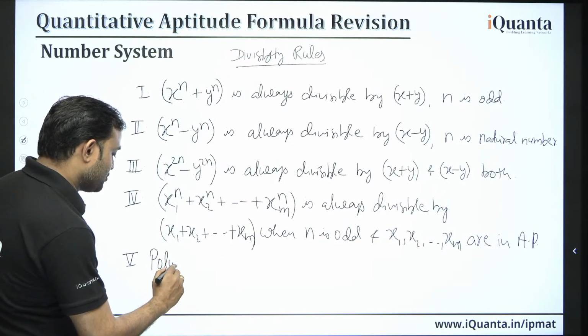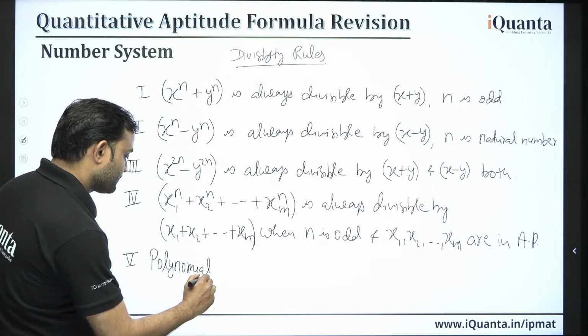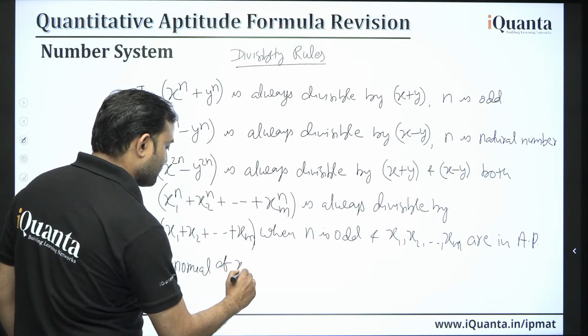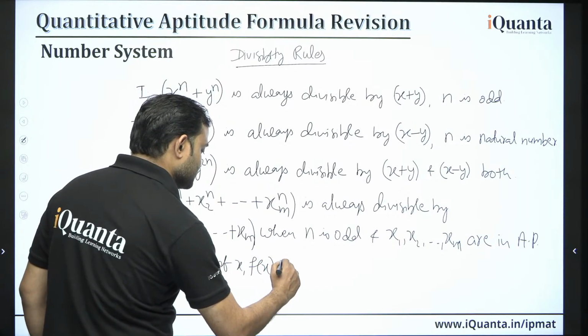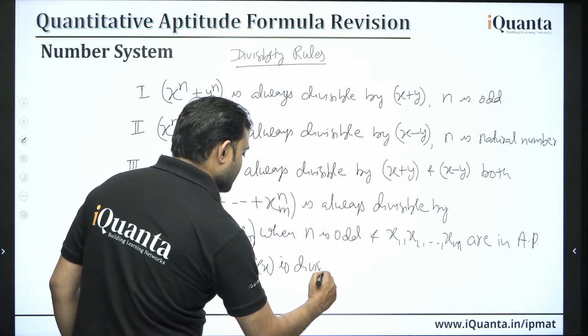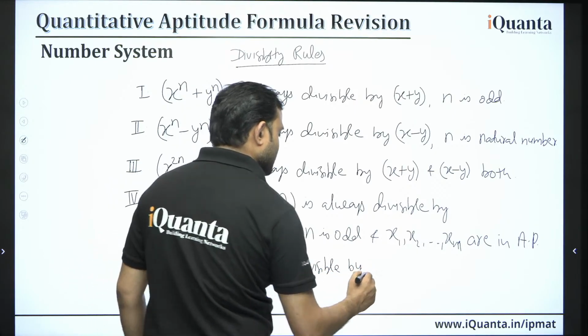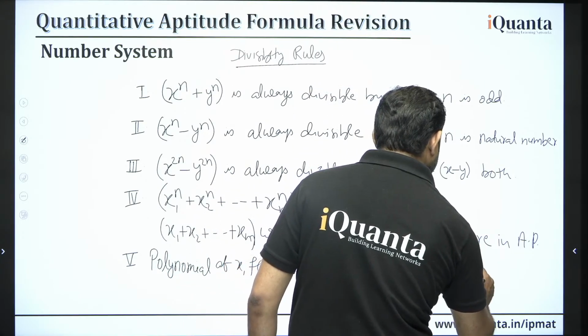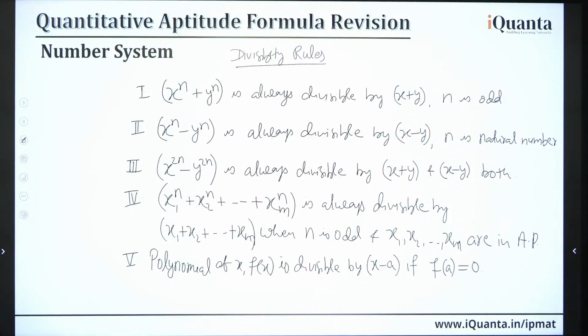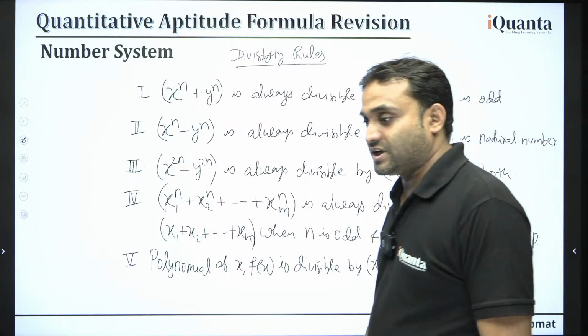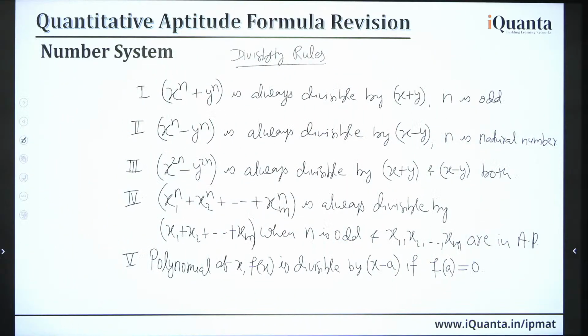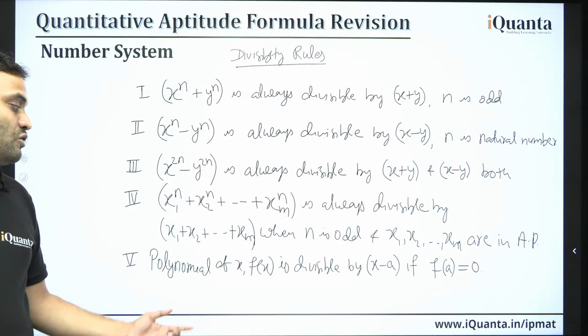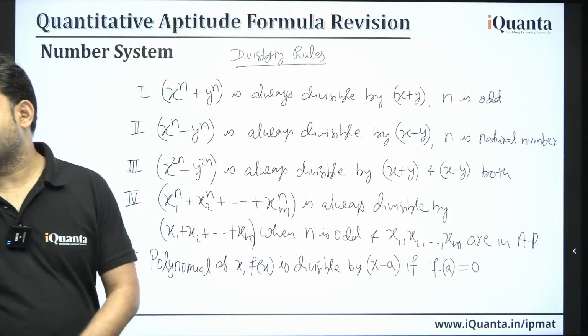Then we can say a polynomial of x, which is fx, is divisible by x minus a if fa is equal to 0. Meaning, replace x by a, and if that comes out to be 0, then the whole polynomial will be divisible by x minus a.